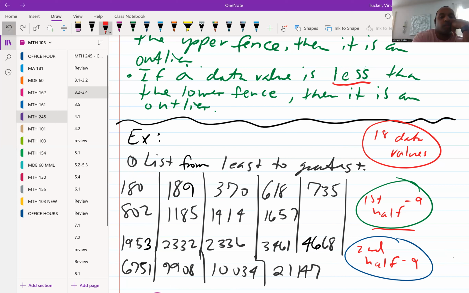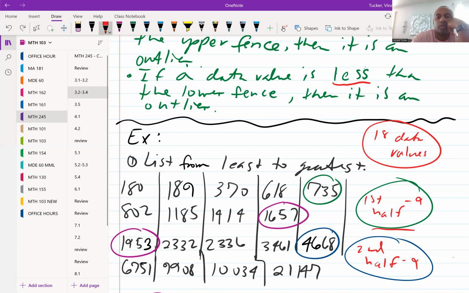So I'll put my circles back. There we go. They help me establish some things. I have 9 data values in my first half of data, 9 data values in my second half of data. Altogether, I have 18 data values. Don't forget, whenever you're trying to find your median, the first thing we need to do is list our data values from least to greatest. And then my middle value, I can just pick it out if I have an odd number of data values.